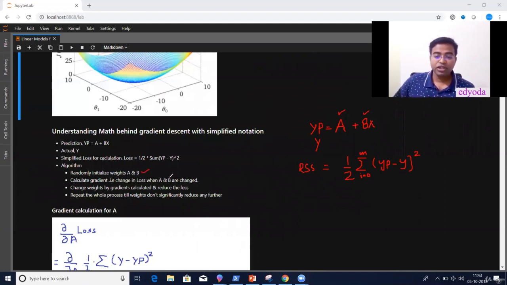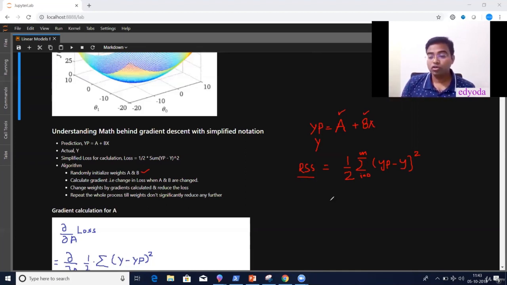Followed by that, we need to find how much. What is the relationship between A and the loss, B and the loss, and try to change the value of A and B in the reverse direction so that we can reduce the loss, because that's the objective. Your objective is to reduce the loss, and we want to find how A is related to the loss so that we can change A and we can see the loss getting reduced. How is B related to loss, and then we can change B and we see the loss getting reduced.